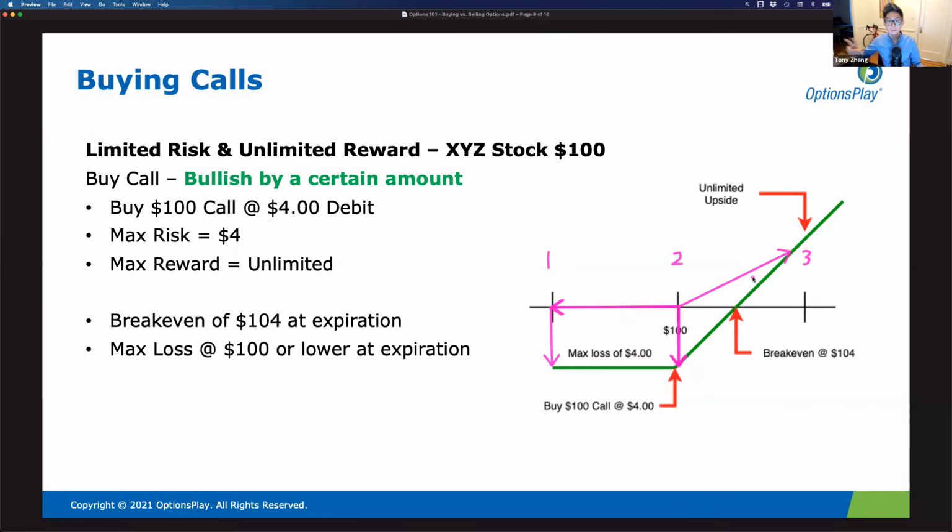Does that make sense, everyone? Please type 2 into the chat window if that makes sense to you.